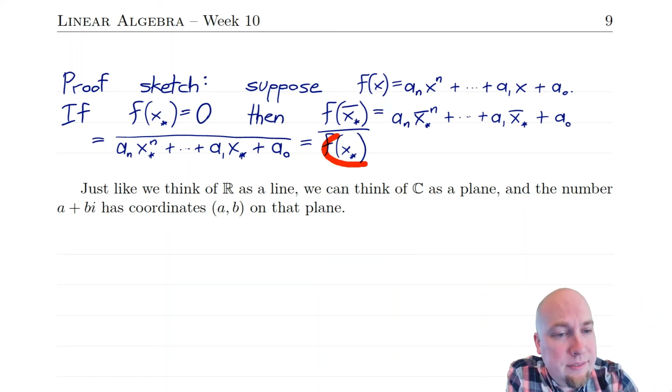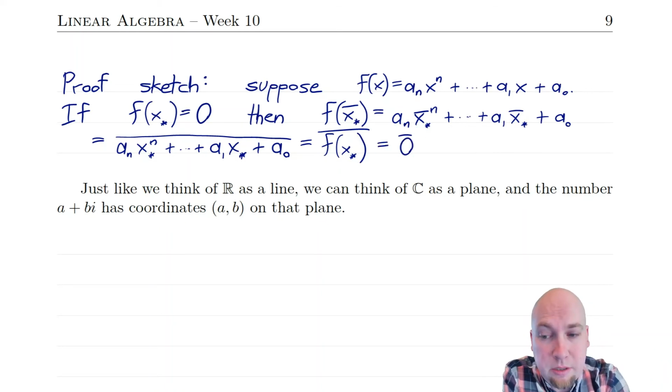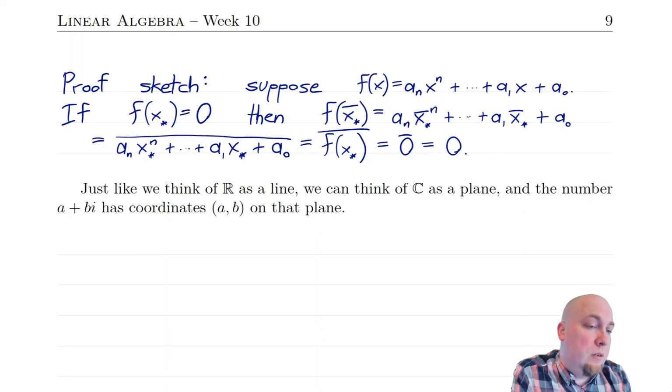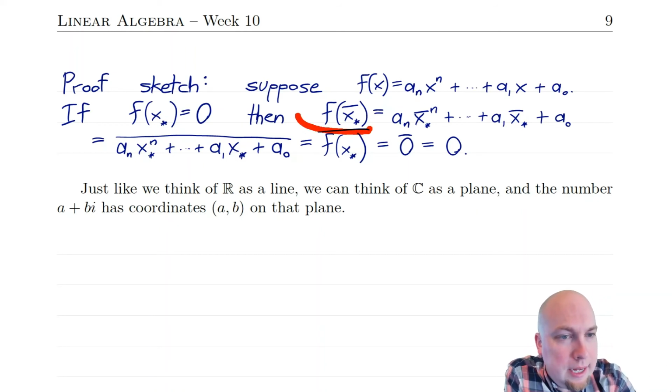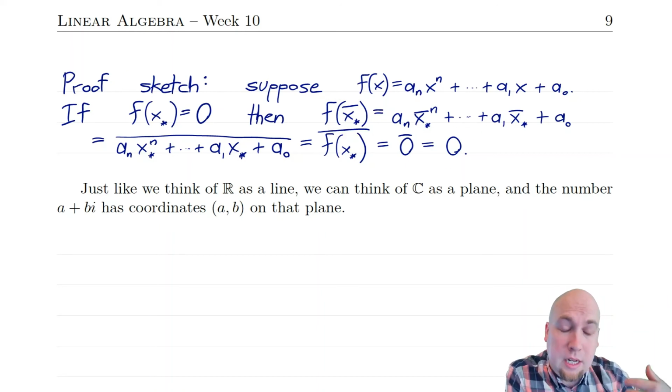Okay, but what is f of x star? That's just 0 because x star is a root, so this is the complex conjugate of 0. And the complex conjugate of 0 is just 0 itself. All right, and then that's the whole thing. Now we've shown that yes, f at this complex conjugate equals 0, so that complex conjugate is a root.